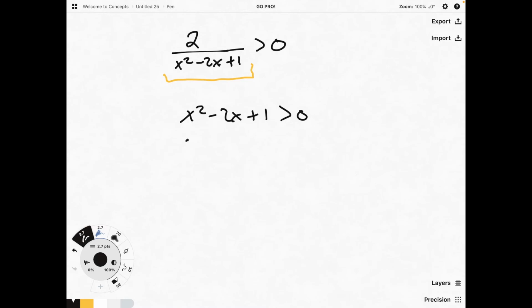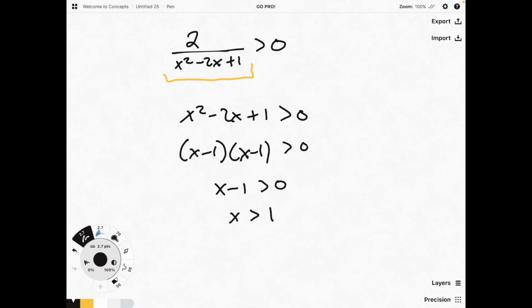With factoring, we get x minus 1 squared, which is greater than 0. From this, we see that we're going to have a multiplicity of 2. It's going to be x minus 1, which is greater than 0. So x is greater than 1, and that's going to be our answer. So any value of x that is greater than 1 is going to solve this inequality.